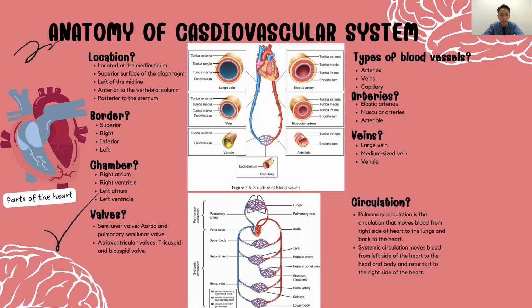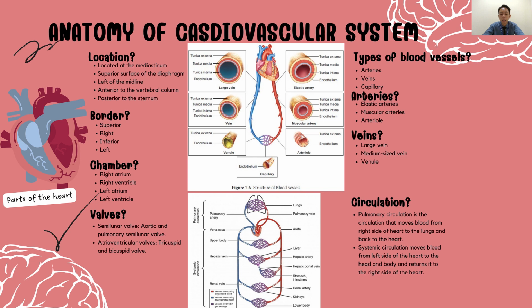For the muscular arteries, they allow regulation of their diameter through vasoconstriction or vasodilation, hence blood flow can be controlled. Lastly, the arterioles deliver blood to capillaries. Moving on to veins, we have large veins, medium-sized veins, and venules. Medium-sized veins contain a small amount of smooth muscle, and venules are the smallest veins and drain the capillaries.